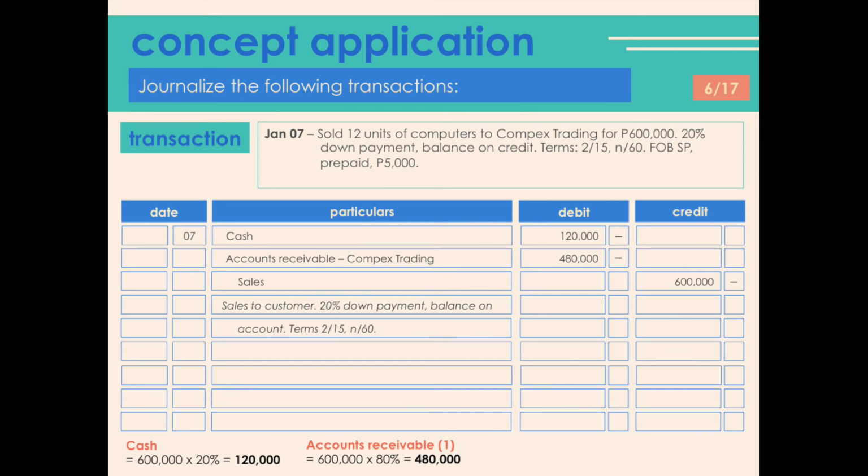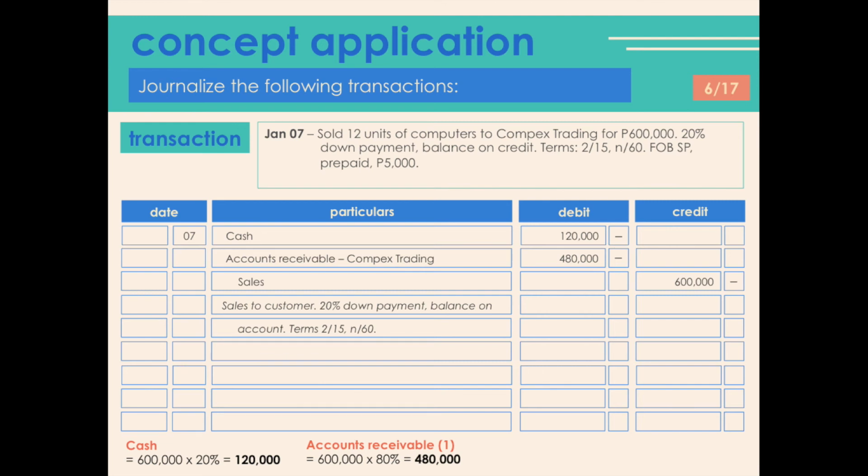January 7. Sold 12 units of computers to Compex Trading for 600,000 pesos. 20% down payment, balance on credit. Terms 2/15, net 60. FOB shipping point prepaid 5,000 pesos. This is a sales transaction. Since the terms are 20% down with balance on credit, we debit cash for 20% of 600,000 or 120,000 and accounts receivable for the remaining balance of 480,000 pesos. We also credit sales for 600,000 pesos.